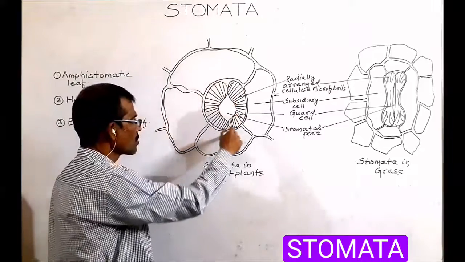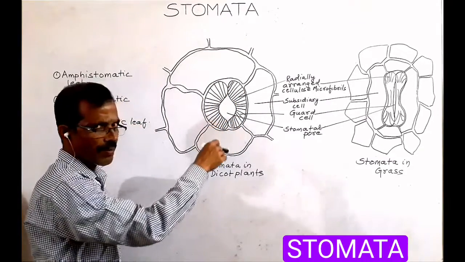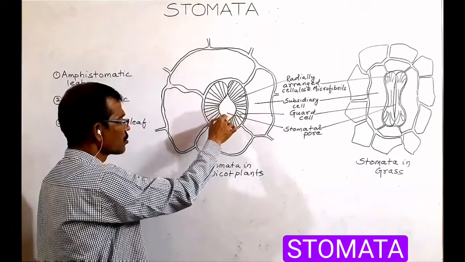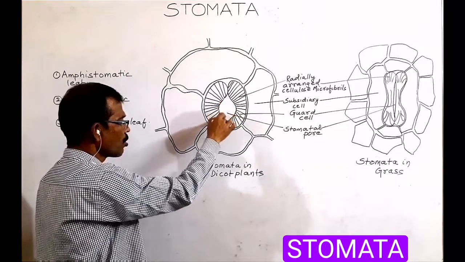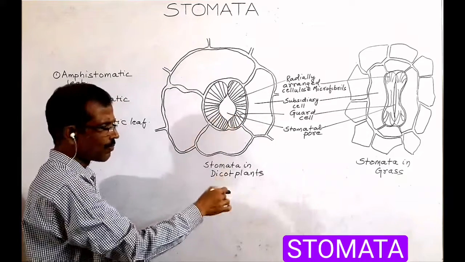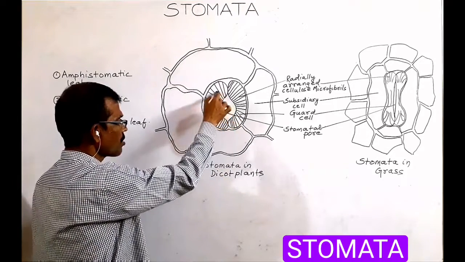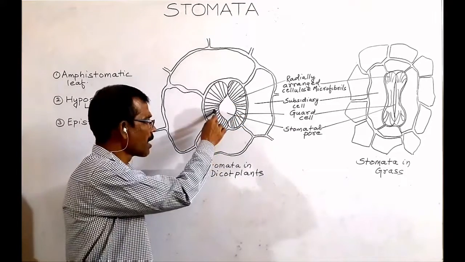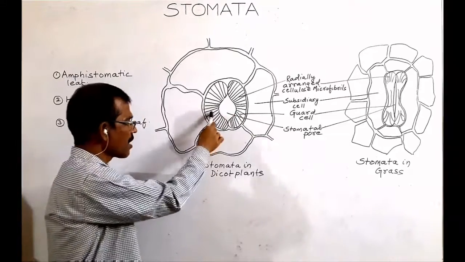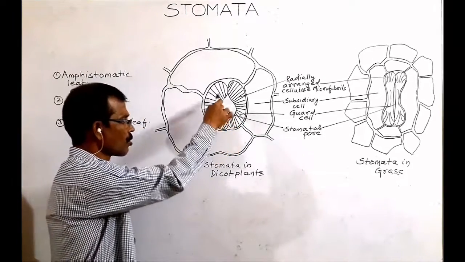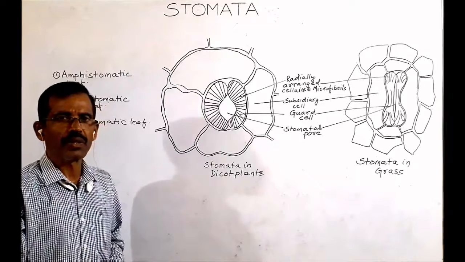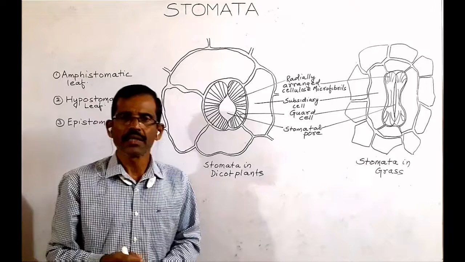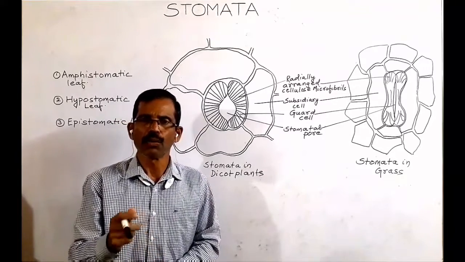This figure shows the structure of a stoma. A stoma has a central pore known as stomatal aperture. This aperture is bordered by a pair of specialized parenchyma cells known as guard cells. The guard cells are responsible for regulating the size of the stomatal opening.